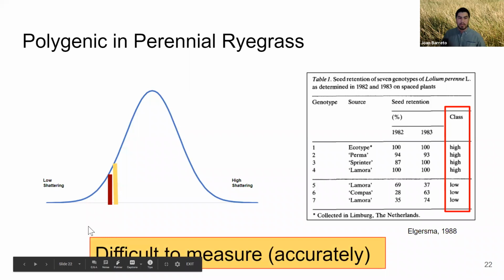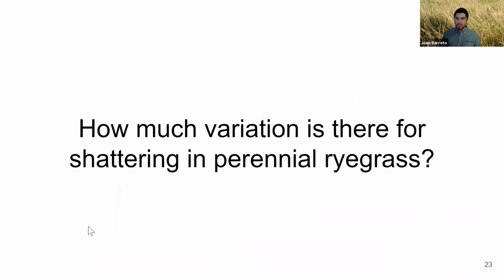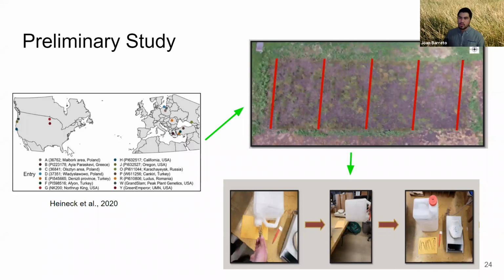So for us, it is important to know how much variation there is for this trait in perennial ryegrass. Is it controlled by multiple genes, many genes? Is it qualitative, just low, medium, or high, or is there a distribution? To answer this question, we conducted a preliminary study last year that took germplasm from Europe and North America. This was planted by Garrett Hennig, a previous grad student in our lab.